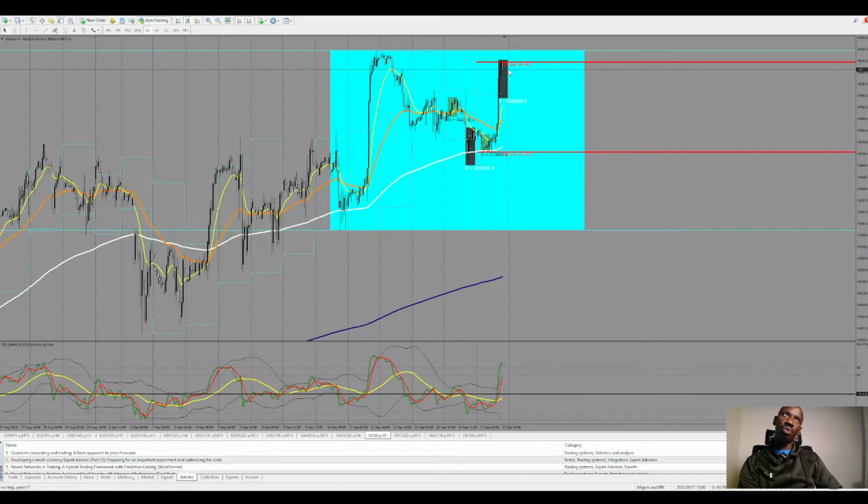So what we are interested in now is to find out whether price is back in line with the higher time frame trend or not.